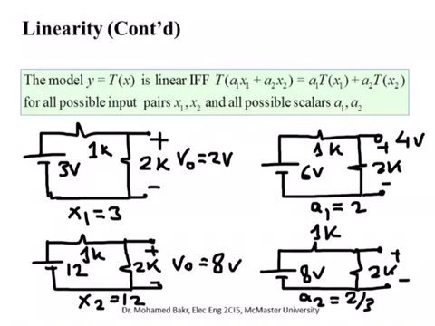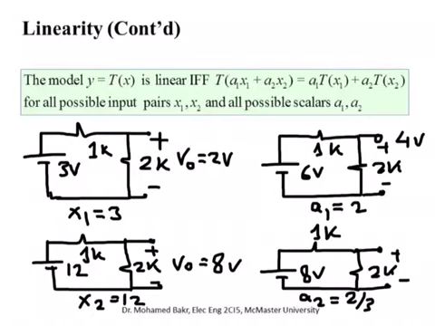So what's happening here? If you have a circuit, you put in an input x1, it creates an output T of x1. You put in an input x2, it creates an output T of x2. So if you put in an input which is a1 x1 plus a2 x2, you scale the first input by a constant a1, you scale the second input by a constant a2, then the output you are going to get is a1 T of x1 plus a2 T of x2. And this is for all possible inputs x1, x2, and for all possible scalar coefficients a1 and a2. Let's take a look at what this means.